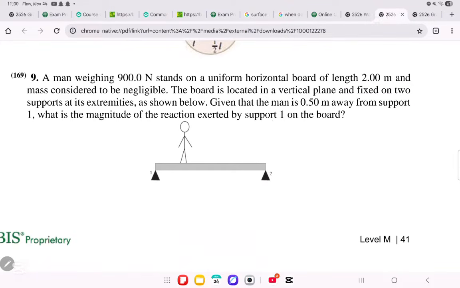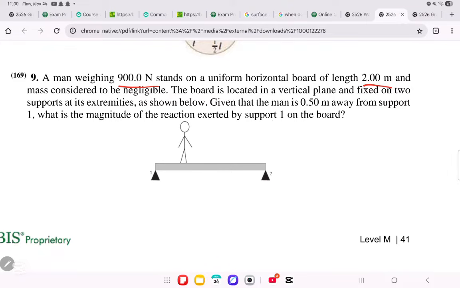Okay, question number 9. A man weighing 900 newtons stands on a uniform horizontal board of length 2 meters and mass considered to be negligible. So the board does not have any mass, okay? The board is located in a vertical plane and fixed on 2 supports at its extremities as shown below. Given that the man is 0.50 meters away from support 1, what is the magnitude of the reaction exerted by support 1 on the board?